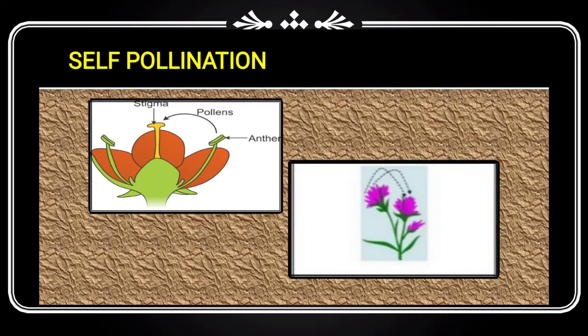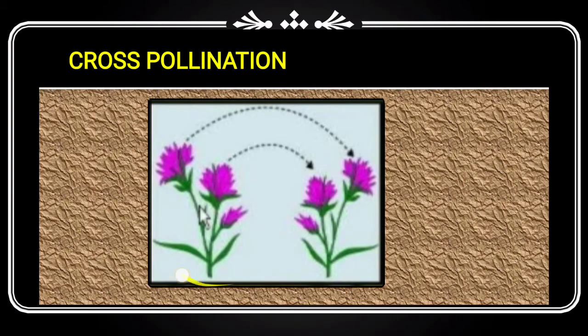So here is a diagram showing self-pollination. In the first diagram, pollination is taking place between the anther and stigma of the same flower. In the second figure, you can see there are two flowers involved, but it is the same plant. So transfer of pollen grains takes place between the anther and stigma of different flowers of the same plant. So these are examples of self-pollination. In cross-pollination, different plants are involved.